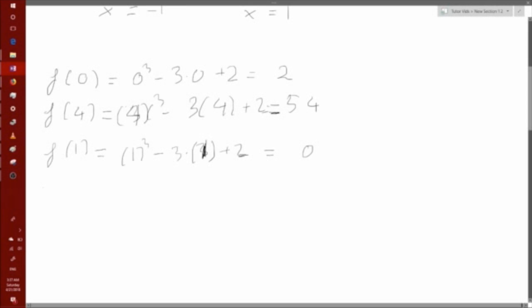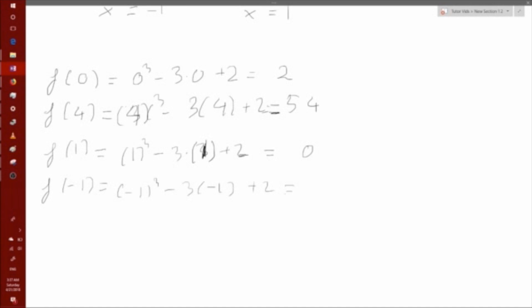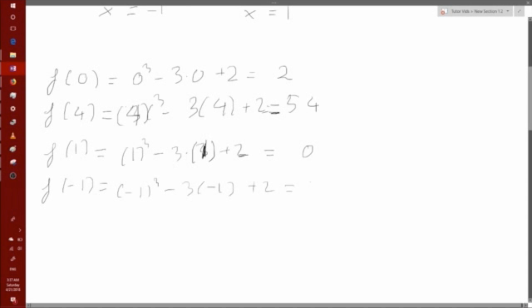Then we plug in the other critical value. f of negative 1 is equal to negative 1 cubed minus 3 times negative 1 plus 2, which is equal to negative 1 plus 3 plus 2, which is 4.